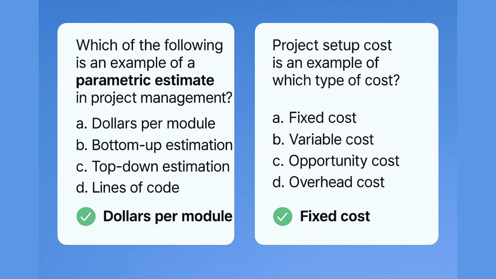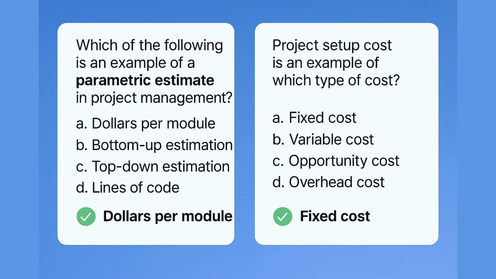Opportunity cost is another choice, which is not the right answer. This refers to the value of what you give up when choosing one option over another, not a direct project expense. Overhead cost is also a choice given. This is also not the right answer. Overhead cost includes indirect cost like rent, utilities, or admin salaries, not specific one-time setup expense.